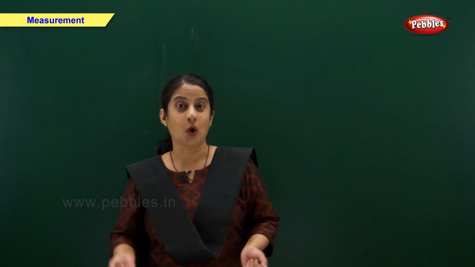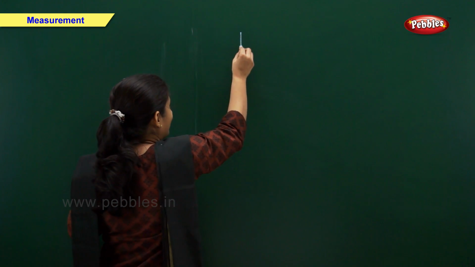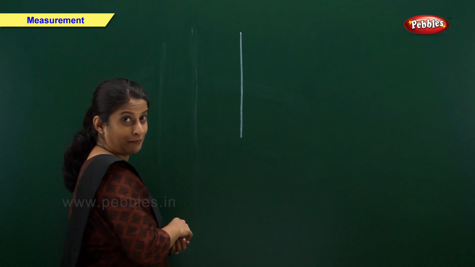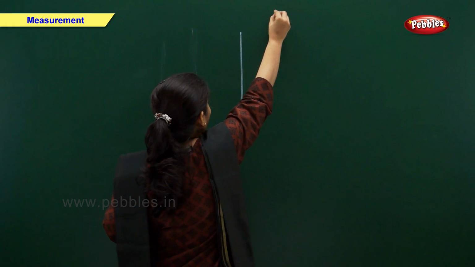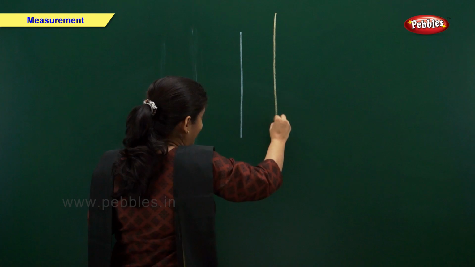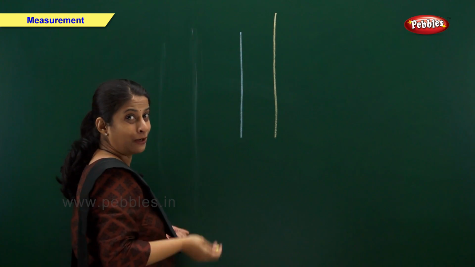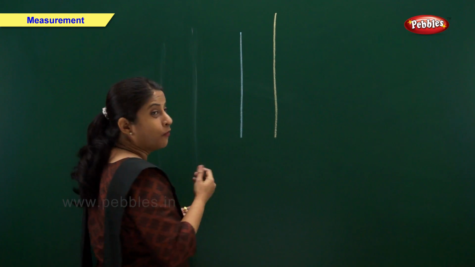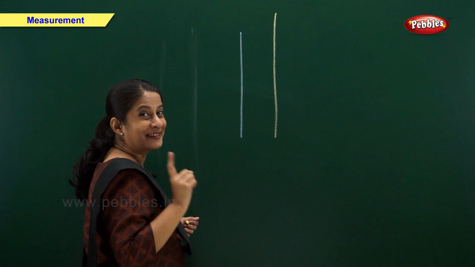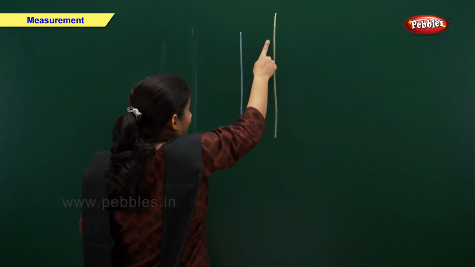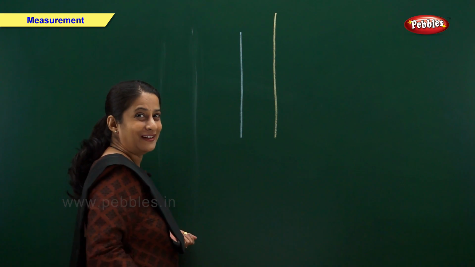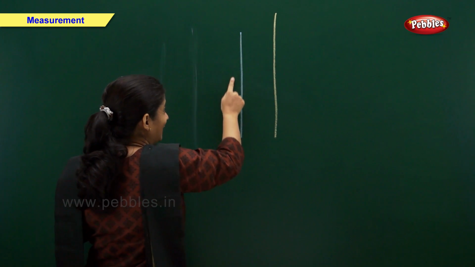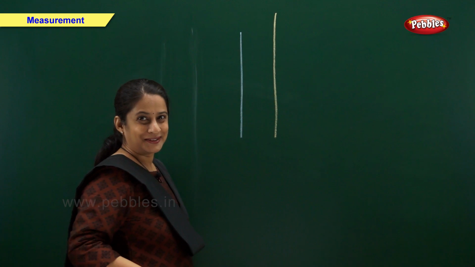Now let us see taller and shorter. A blue line and a yellow line. Which line is taller? Right. Yellow line is taller. Blue line is shorter. Now we will see tallest and shortest.